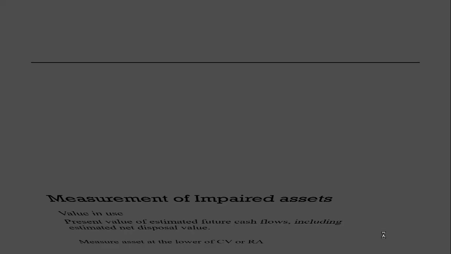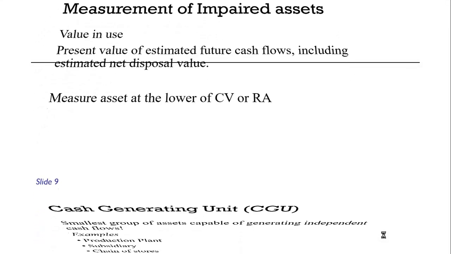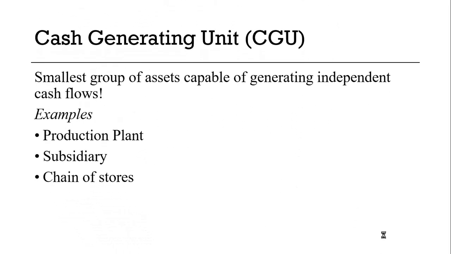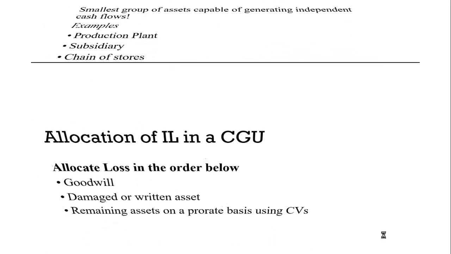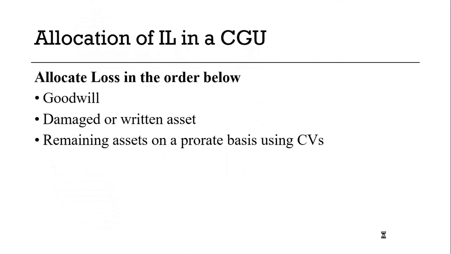Alright, so let me get on to something that is equally important, that is the issue of cash generating units. And I think that's where we're starting in terms of questions. A cash generating unit is simply the smallest group of assets capable of generating independent cash flows. Examples here include a production plant, a subsidiary. You may have what we call a chain of stores.